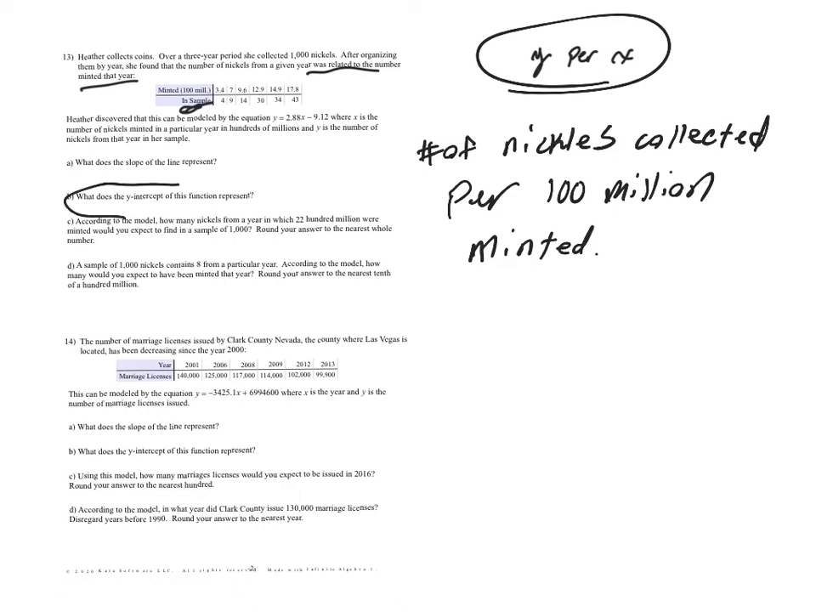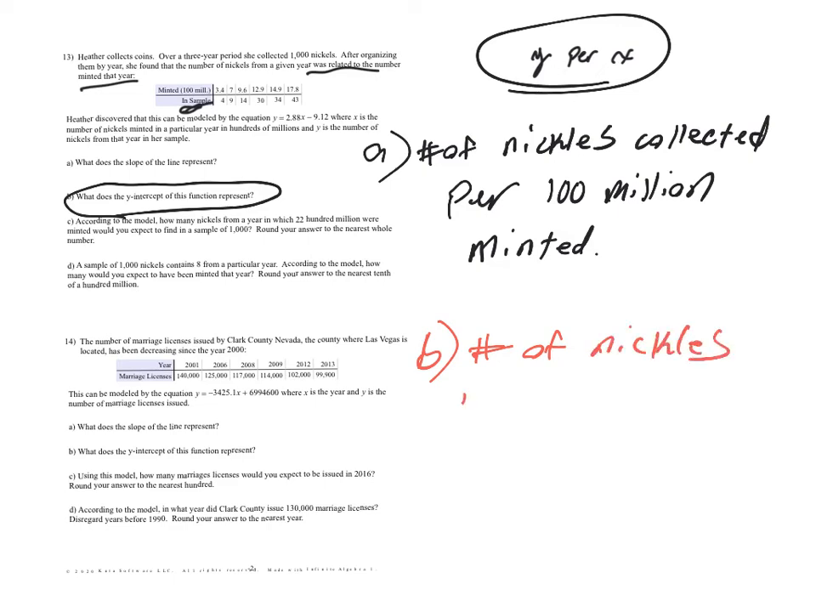What does the y-intercept of the function represent? Well, y-intercept is where your x value is 0. So that is going to be the number of nickels in her sample. Let me write that out here. So this is B. Write that out there. This is A. Okay. B is the number of nickels in her sample when 0 nickels were minted.